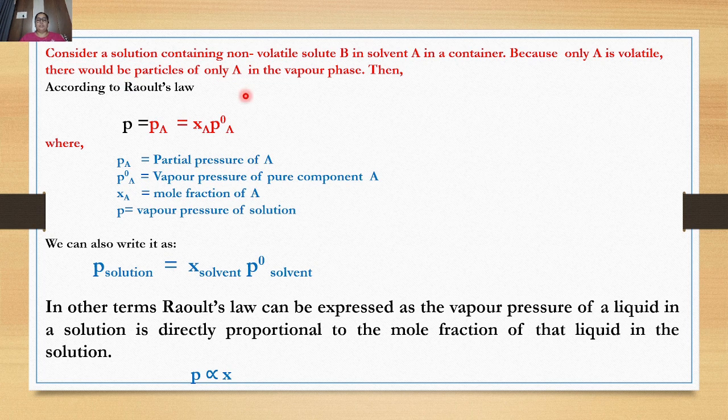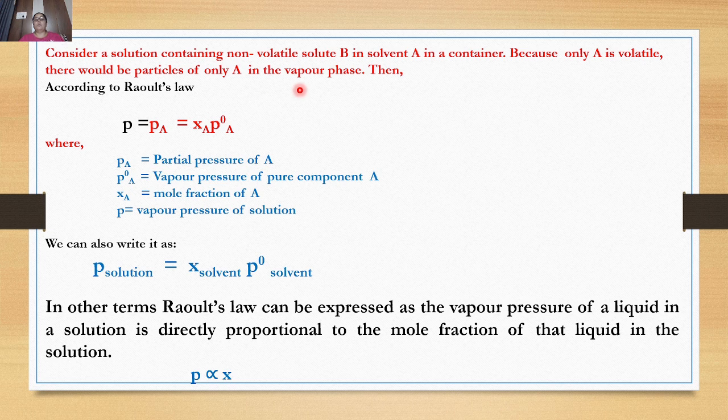Consider a solution containing non-volatile solute B in solvent A in a container. Because only A is volatile, there would be the particles of A in the vapor phase only. Now, by Raoult's law, P is equal to PA is equal to XA P naught A. Here, PA is the partial pressure of A, P naught A is the vapor pressure of pure component A, XA is mole fraction of A, and P is the vapor pressure of the solution.